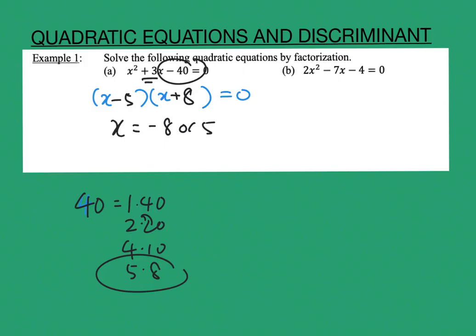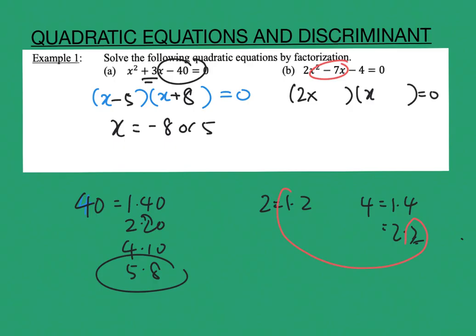And for the second example, part B, it's 2x and then x here is equal to 0. And again, I look at the factors of 2 and 4. 2 is 1 times 2, and 4 is 1 times 4 and 2 times 2. We want to look at which factors will give you the coefficient of negative 7x for the middle term. If you look at, say, 1 and 2, I get a 2, and then 2 and 2, I get 4. So 4 and 2 will not give you a 7, whether you add or subtract.